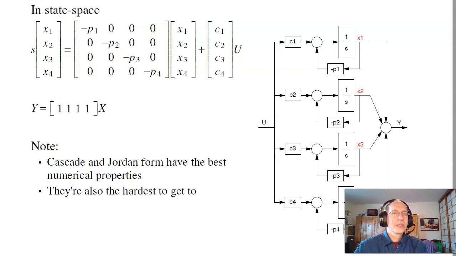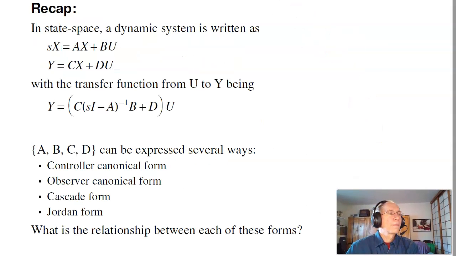So as a recap, in state space, the dynamics of a system can be written as x dot equals ax plus bu, y equals cx plus du, and you have a transfer function. A, B, C, and D can be expressed many different ways, actually an infinite number of ways. Some of those ways have names, like controller form, observer canonical form, cascade form, Jordan form. Many do not. It's all the same system, so you might think that they actually are related. So here's a question for you. What is the relationship between each of these forms?